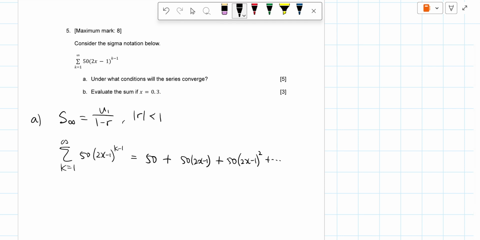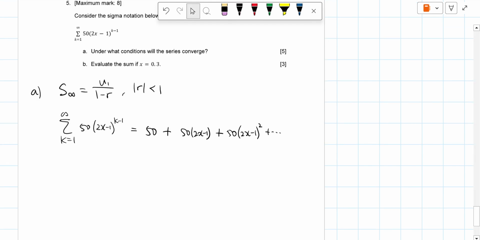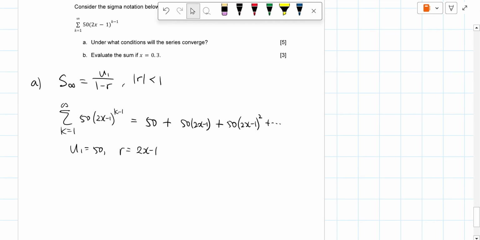At this point, it's easy to identify that the expression is the general term of a geometric sequence. We know that u1 is equal to 50, and we know that the common ratio is 2x minus 1. So to answer the question, under what conditions will the series converge? We need to find x so that the absolute value of the common ratio, 2x minus 1, is less than 1.